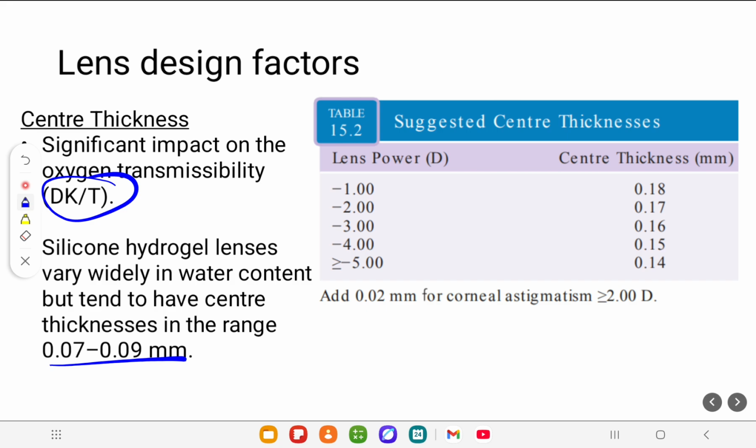So, as a rough suggestion for corneal thickness, I have taken this table from the Efron book. It's basically rough, minus 1 is 0.18 mm, and so on. Add 0.02 mm to the central thickness whenever the contact lens has astigmatism, basically cylinder greater than 2 diameters. So it's basically a rough suggestion.